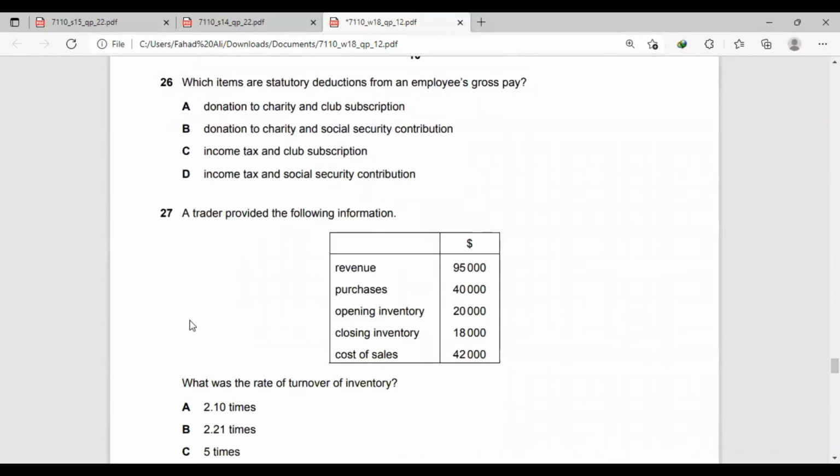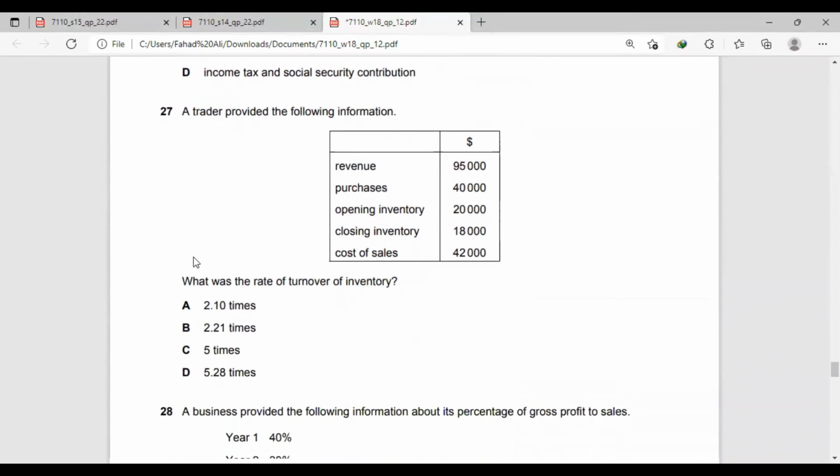Which items are statutory deductions from an employee's gross pay? This is also skipped from our syllabus. So it is D, income tax and social security contribution. So skip that. Don't worry about understanding this.